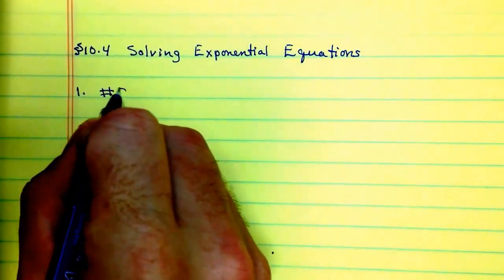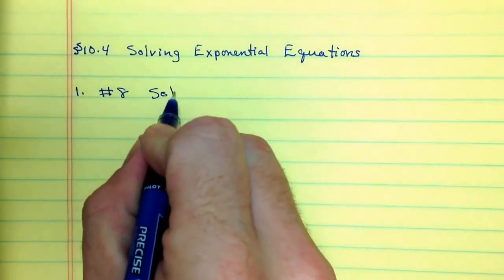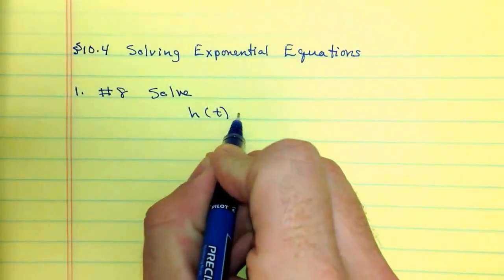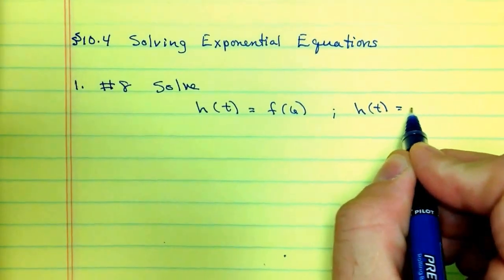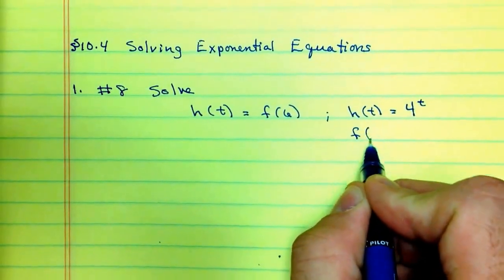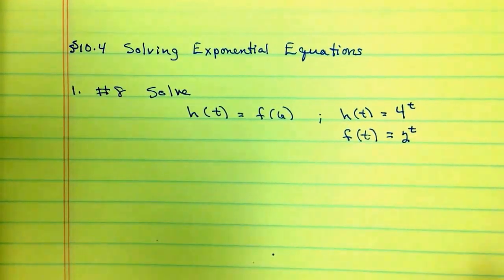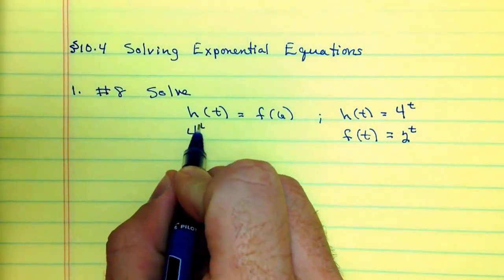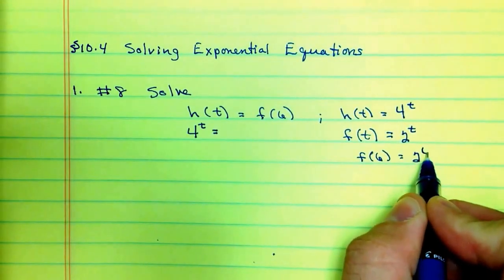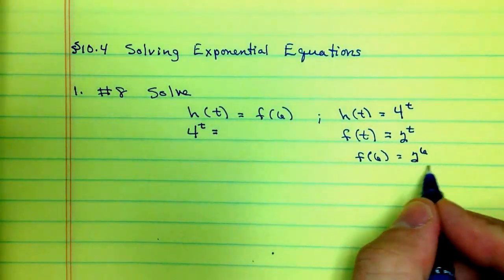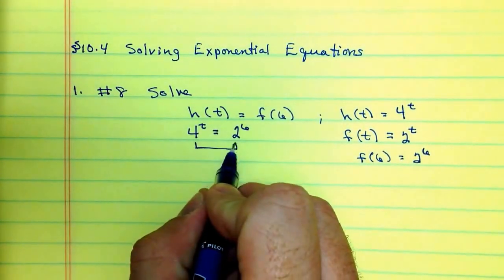Let's look at number 8 from the textbook. Number 8 says basically solve h of t equals f of 6, if h of t is 4 raised to the t and f of t equals 2 raised to the t. Alright, well, let's just substitute. h of t is 4 to the t, and we want this to be equal to f of 6. Well, f of 6 is 2 raised to the 6th, and we're not going to do anything else with that. We're just going to write that as 2 raised to the 6th. So now we want to compare these two things.